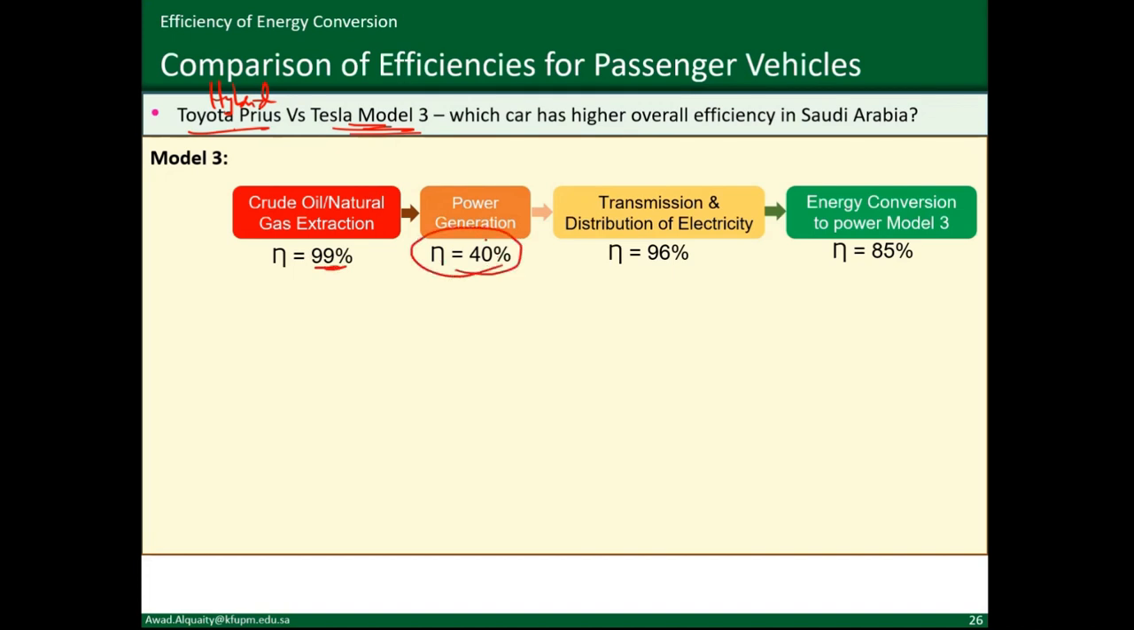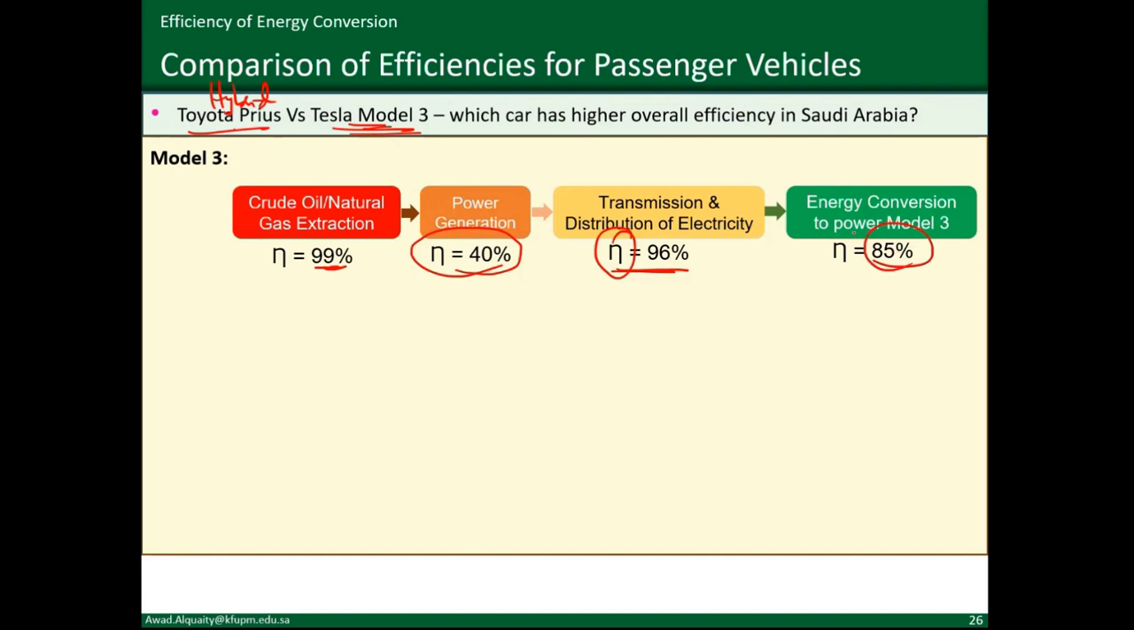Power generation: let's give some advantage to Model 3 and assume that you're making use of one of the new power plants, maybe a gas power plant, and it has 40% efficiency, right? It can be 40, it can be 50. Let's take 40%, just as a reasonable estimate. Transmission and distribution losses, let's say they're rather small and the efficiency is 96%. Now, once the electrical energy reaches your home, the conversion of electrical energy to mechanical energy in the Tesla motor is reasonably highly efficient. So we're talking about 85% efficiency.